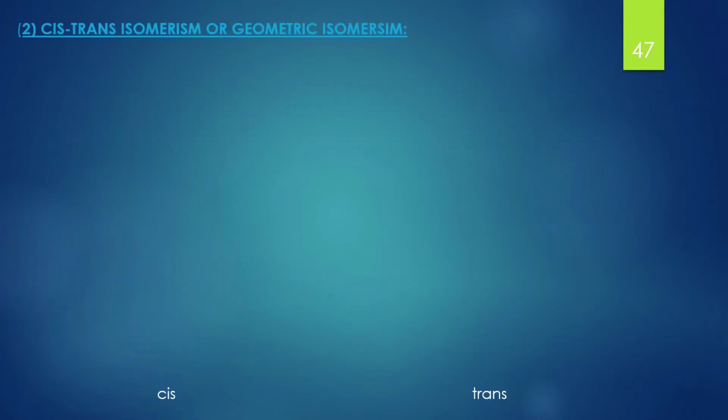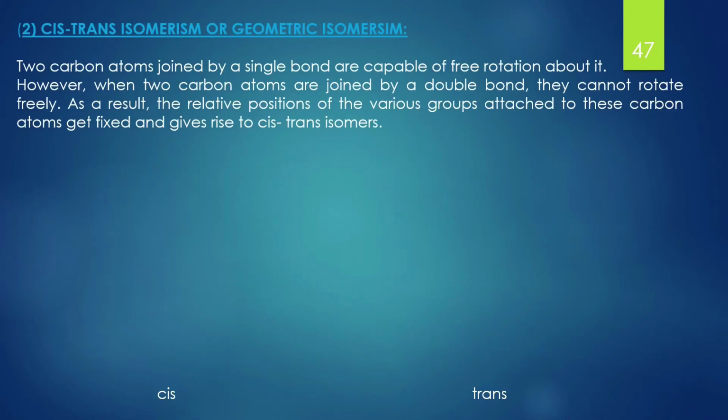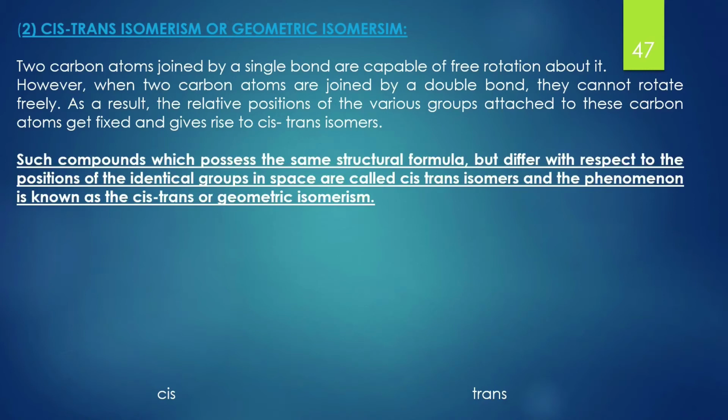Let us talk about the second type of isomerism in detail, which is known as cis-trans isomerism or geometrical isomerism. 2 carbon atoms joined by a single bond are capable of free rotation about it. However, when 2 carbon atoms are joined by a double bond, they cannot rotate freely. As a result, the relative positions of various groups attached to these carbon atoms get fixed and give rise to cis-trans isomers. Such compounds which possess the same structural formula but differ with respect to the position of identical groups in space are called cis-trans isomers, and the phenomenon is known as cis-trans or geometric isomerism.